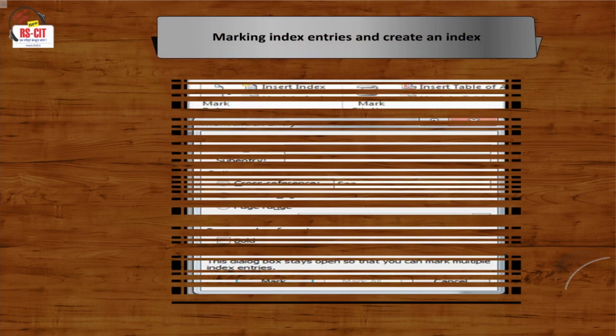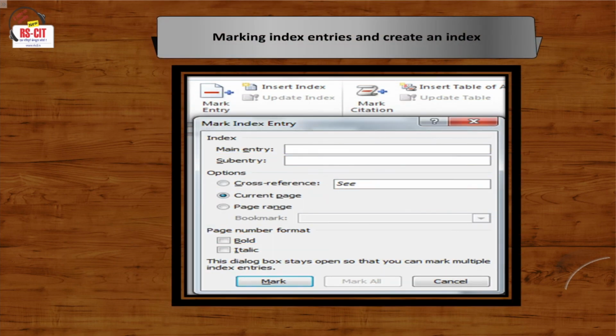Marking index entries and creating an index. To create an index, you mark the entries, select a design, and then build the index. Marking index entries. To mark index entries, do one of the following. Mark words or phrases. Mark entries for text that spans a range of pages.